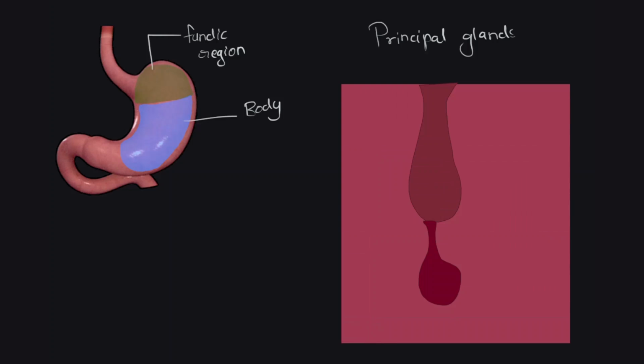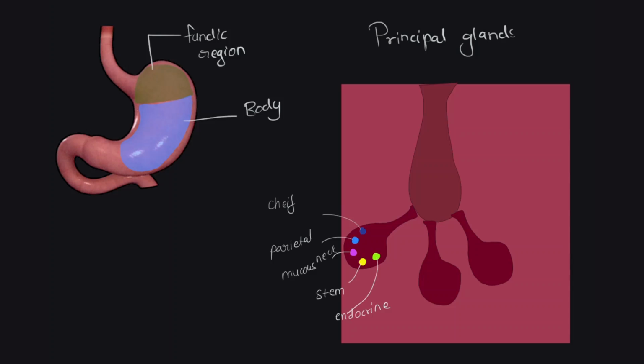Now, if you look at the structure of the principal gland, it looks something like this. However, there's not just one gland that supplies one gastric pit, but about 3 to 7 glands provide one gastric pit. The attachment of the gastric gland to the gastric pit is by the isthmus, and this isthmus leads to the neck of the gastric gland. There are different types of cells found inside the gastric glands, namely the chief cells, the parietal cells, the mucous neck cells, stem cells, and the endocrine cells.